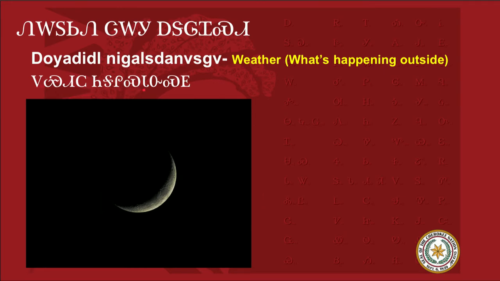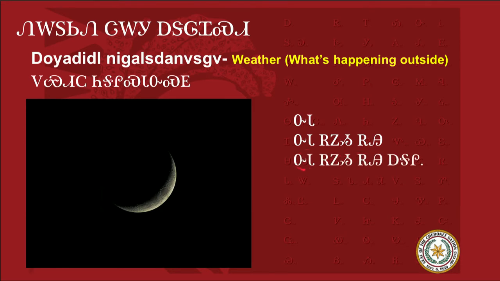Doyatid nigalstanuska. What is this again? Let's see if we can read it. Nuta. Good. And is this ega? No. What is this? Sanoi. Ehi. Good. Okay. Let's try this one. Nuta. Sanoi. Ehi. Agali. Good. Excellent. All right, so we're already well on our road to reading in Cherokee.